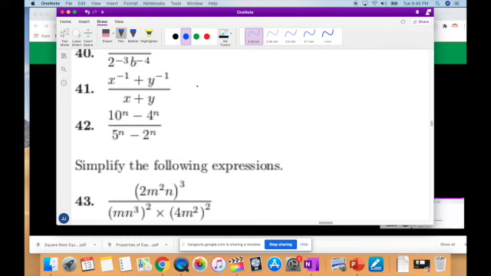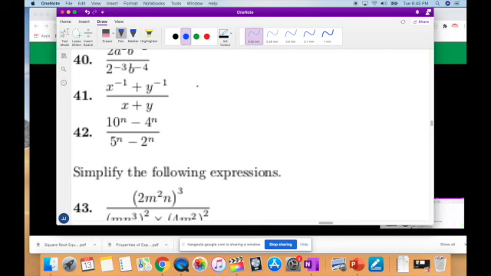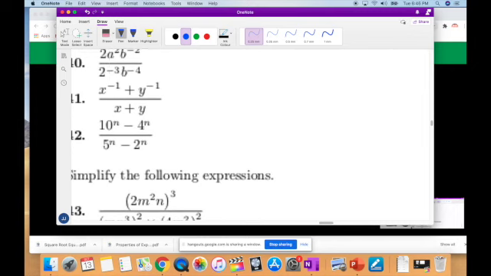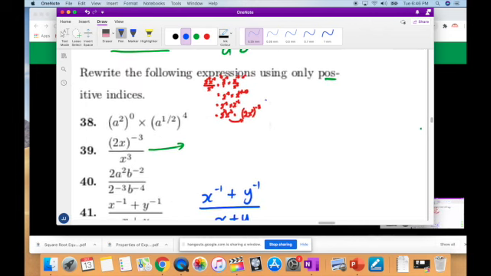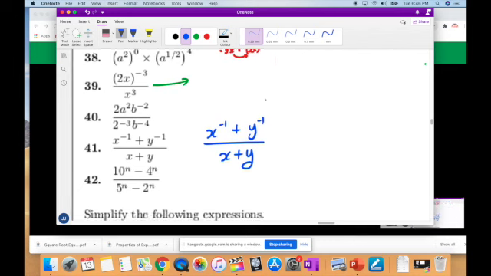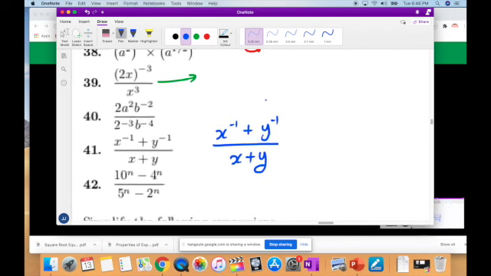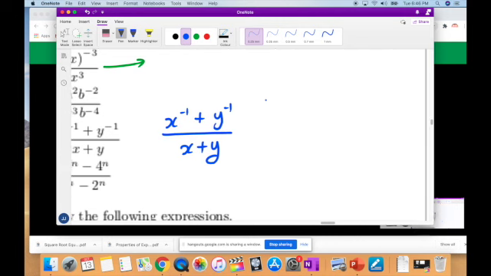Right. So we have this guy here, which is quite an interesting one. This one looks kind of tough, right? So let's see. We have x to the negative 1 plus y to the negative 1 all over x plus y. Now at the end of the day, remember what the question asked us: rewrite the following expressions using positive indices only. So we want positive indices only.